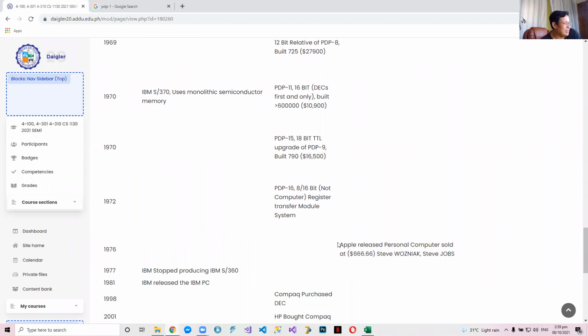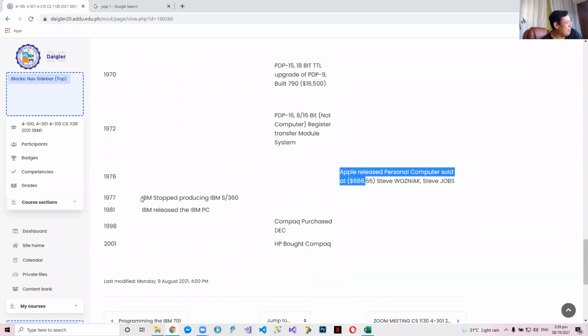In fact, by 1976, these were microcomputers. Steve Wozniak, Apple was established. Steve Wozniak and Steve Jobs released the first Apple computer at less than $1,000. It was selling like hotcakes. And IBM, seeing a losing market, stopped the production of the S360. Instead, they switched into the personal computer market to compete with Apple.